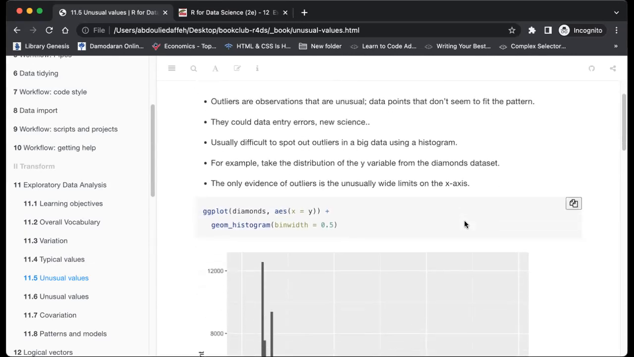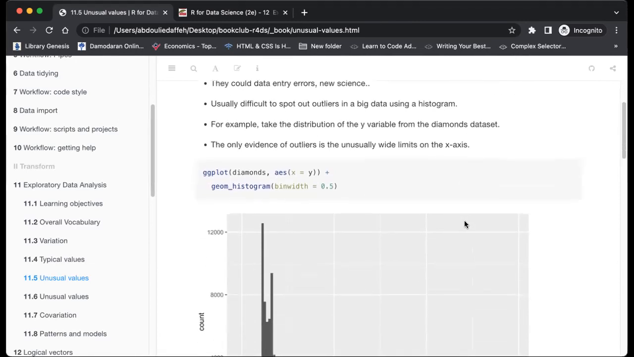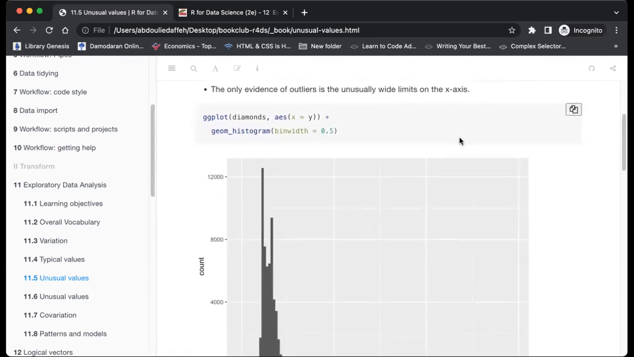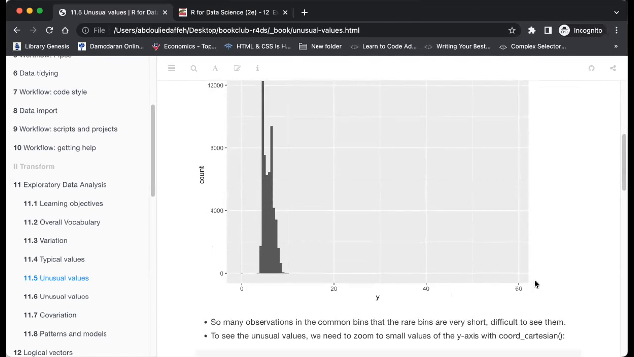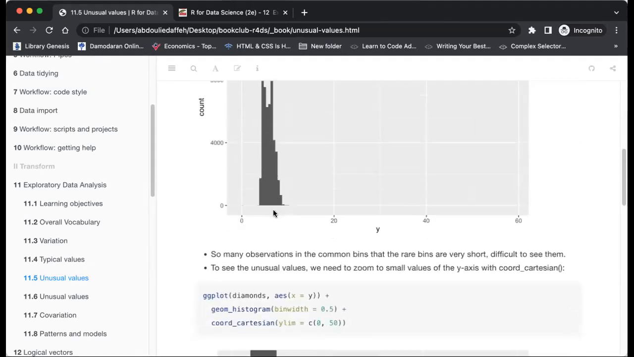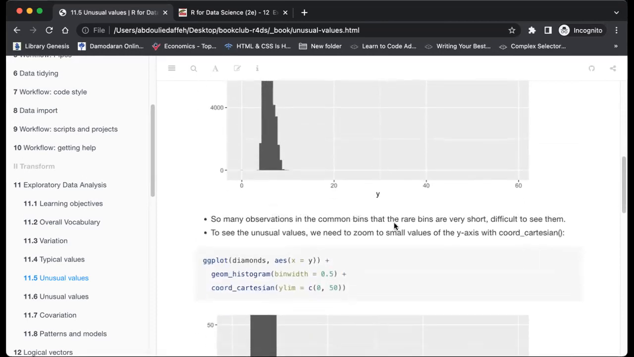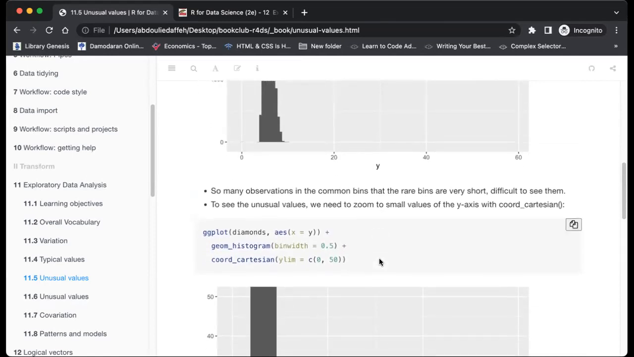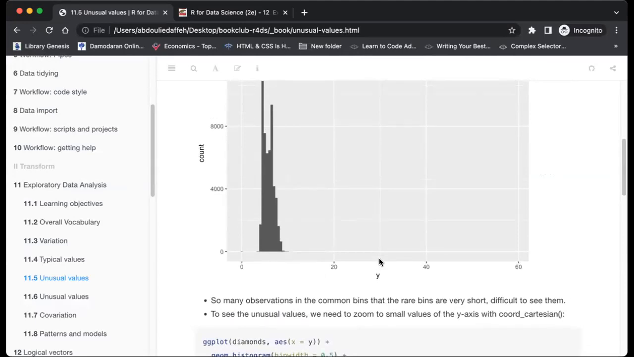For example, take the distribution of the y variable from the diamond data set. The only evidence of outliers is the unusually wide limits on the x-axis. We have the y limit going up to 60, and from this we can notice outliers using the histogram. There are so many observations in the common bins that the rare bins are very short and difficult to see. We are only seeing the common bins, so in a sense it's not showing us any outliers. And it doesn't yet describe the points. We don't see the points, we see the aggregated thing.